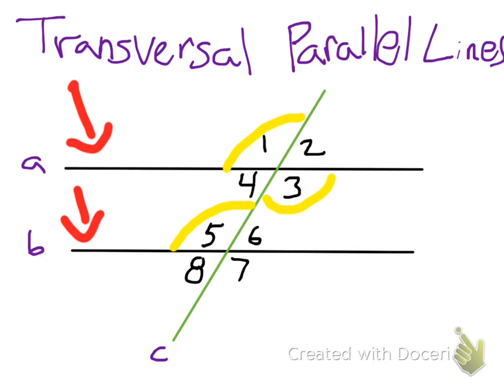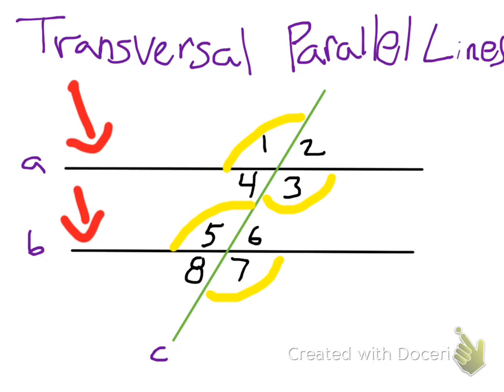Our next piece is I want to figure out which angle is going to take the place of angle 3 if I were to move the line up. And it would be angle 7. So angle 1 and 5 are corresponding angles. Angle 3 and 7 are also corresponding angles.